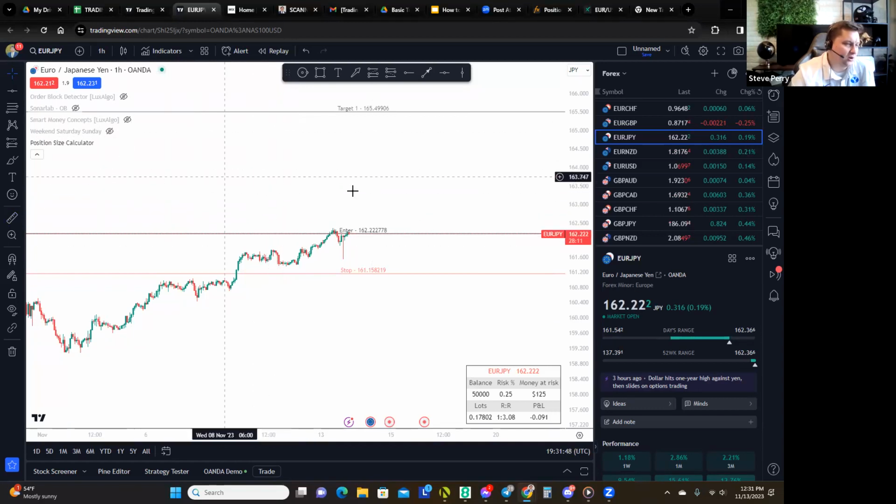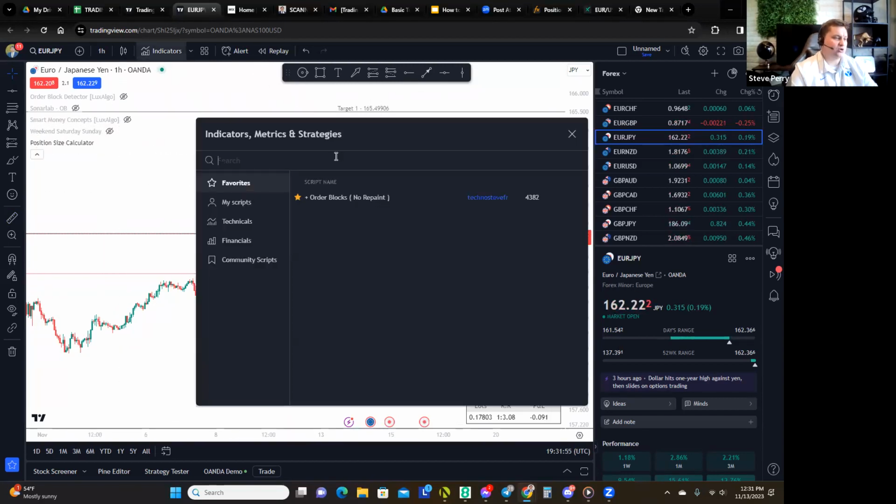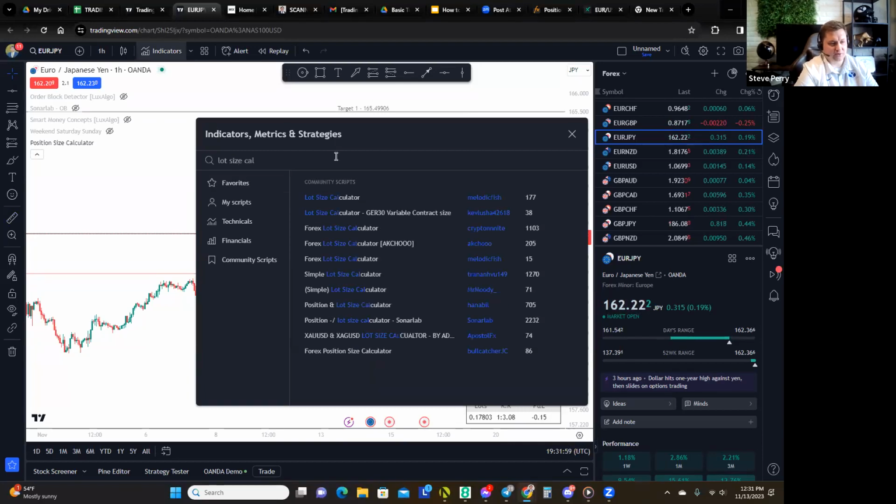I think this one's a little hard to use, to be honest, but if you wanted to use one directly on TradingView, there's another option. You can also just search in the indicators here for lot size calculator. And there's tons of others you can use. I mean, there's endless amounts. Here's another one. Let's try this one. I've never used this one before.